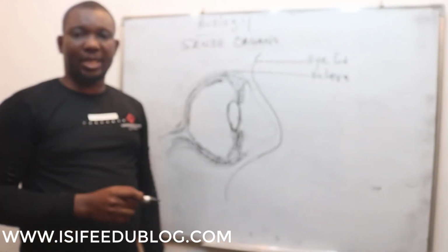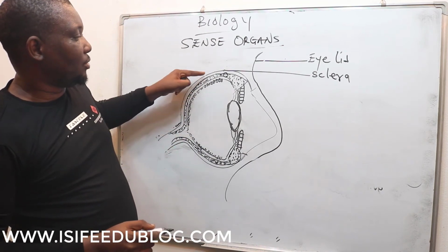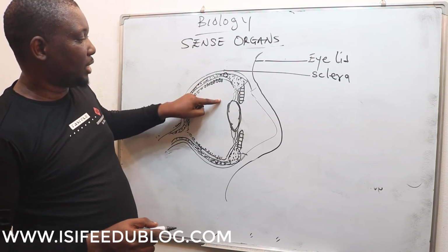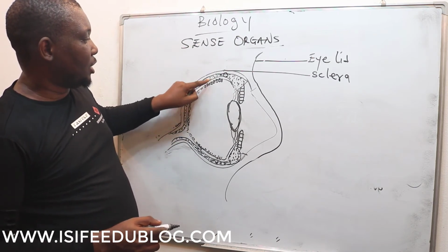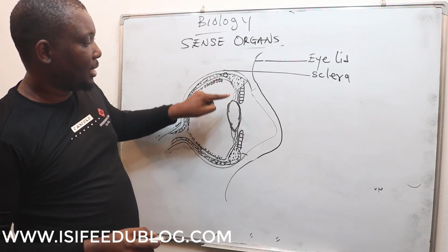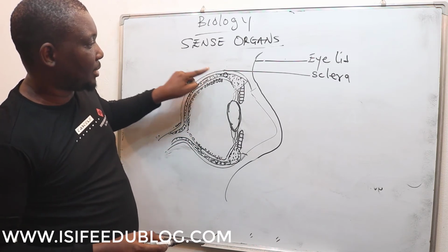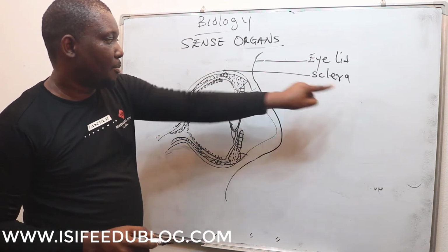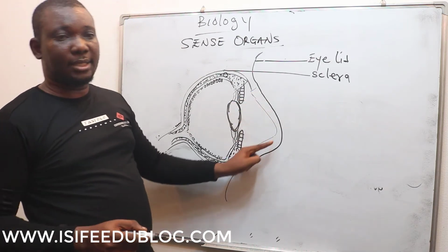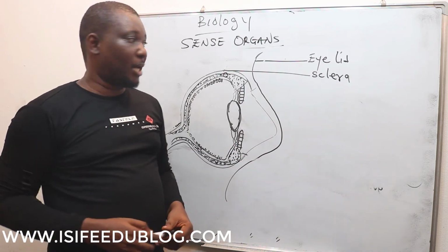What is the function of sclera? The sclera protects the inner and the middle part of the eye, such as the choroid, the retina, the ciliary body, the lens, the suspensory ligaments, and the iris. But the sclera does not give protection to the cornea. What protects the cornea is the conjunctiva. So this is sclera, the outer part of the eye.